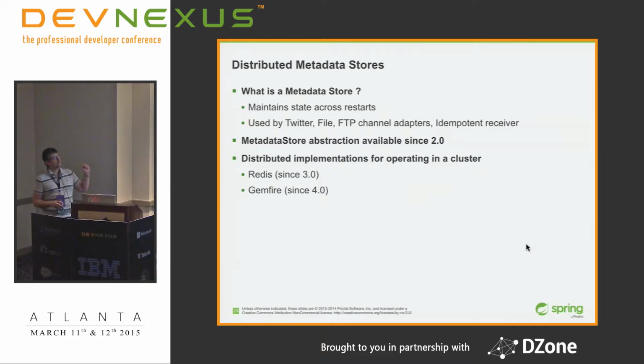And up until version 3, the metadata stores were one that was available in memory and one that was backed by a property file, which is not very efficient, but has another problem. If I have multiple components working at the same time, they might as well end up seeing a different copy of the state that's being stored. So we needed support for a metadata store that can actually operate in a cluster of Spring Integration components.